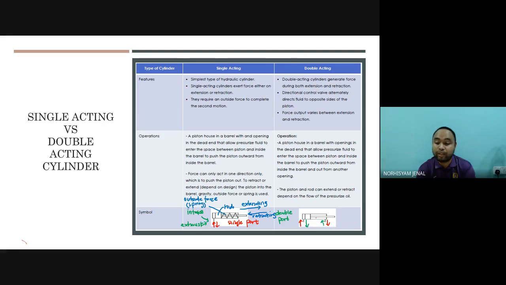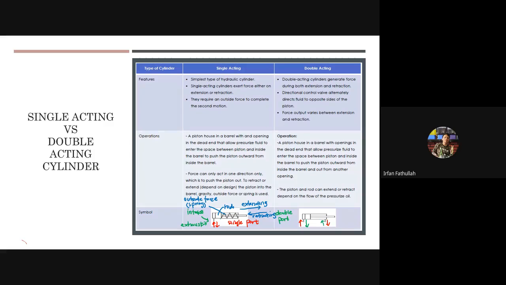So what this means is we don't have any external force, no springs. If you push it to the right and you don't have any pressure coming from here to push it to the left, it will stay at the right position. This one, if you push it to the right, with no more pressure from here, it will go back to the original position. Okay, clear on this? Clear, sir. Clear. All right.